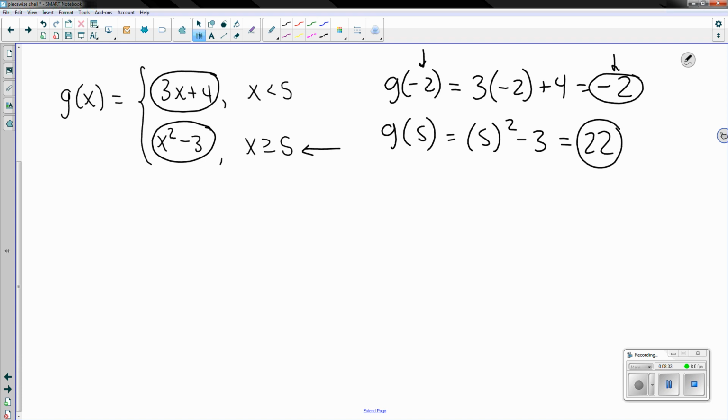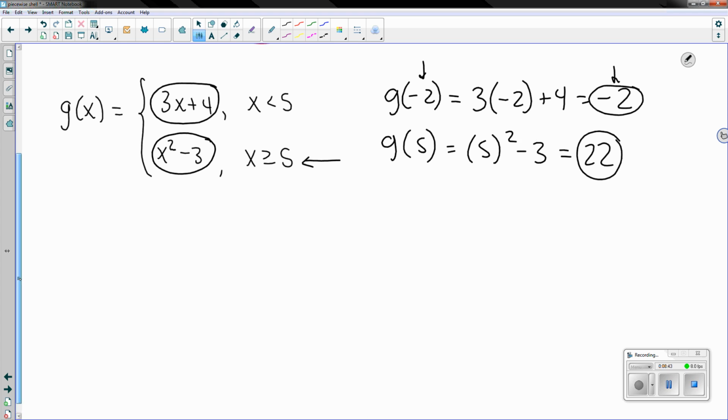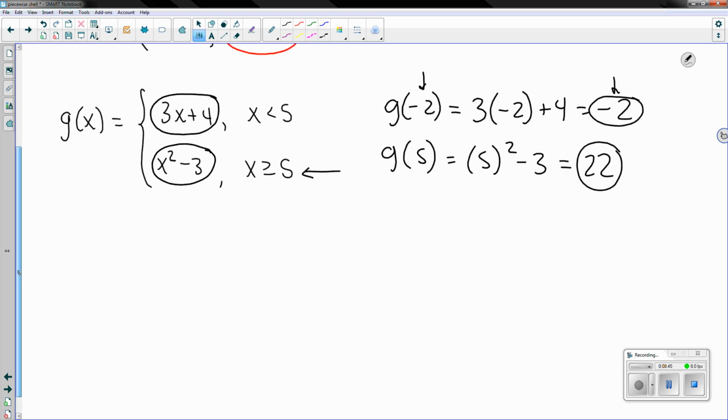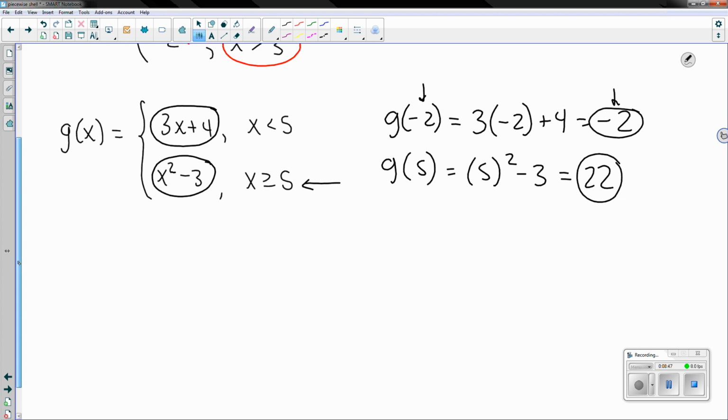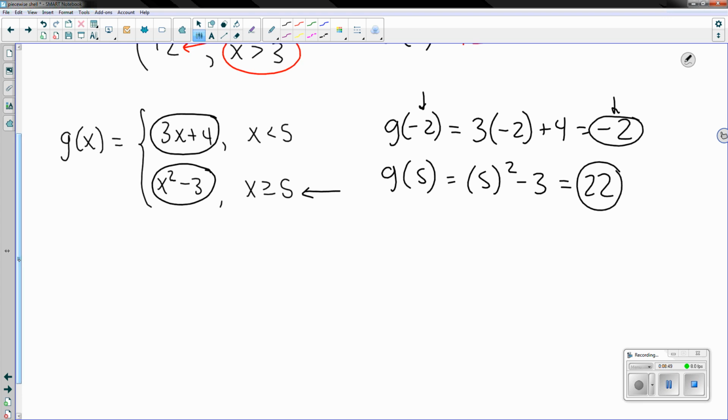So always keep in mind that we're working with functions. So every time you plug something in, you are expecting a single output, assuming that input value is in the domain. And how do you determine what rule to follow? You have to determine what inequality that input value satisfies. That's the rule you're working with. So that's how you do piecewise evaluation. Now let's jump over to graphing.